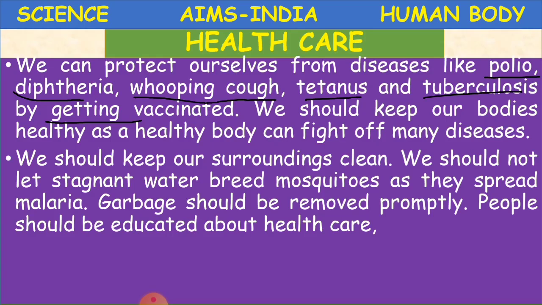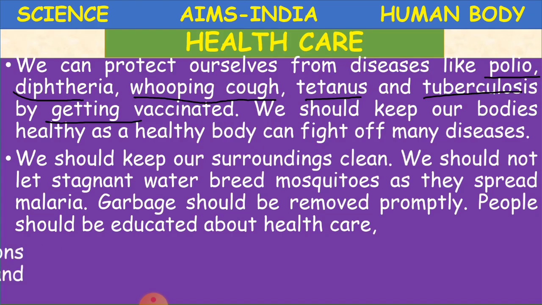Okay, children. And garbage should be removed promptly. Garbage, like whatever dust is there around our house or in our house, must be removed very promptly. Otherwise, garbage also becomes a home for flies and mosquitoes. Again, they affect our health. People should be educated about health care. So we have to create awareness about garbage and open areas with stagnant water, that these are going to affect our health. In the sense, people should be educated. They must know about health care, like how we have to take care of our health.